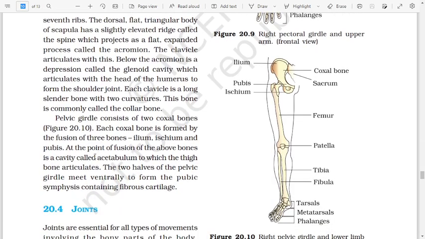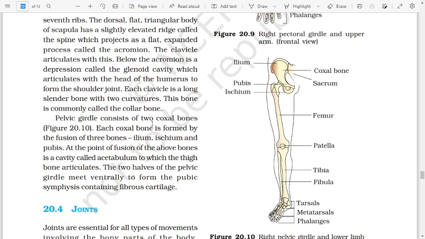Below the acromion is a depression called the glenoid cavity, which articulates with the head of the humerus to form the shoulder joint. Each clavicle is a long, slender bone with two curvatures. This bone is commonly called the collarbone.